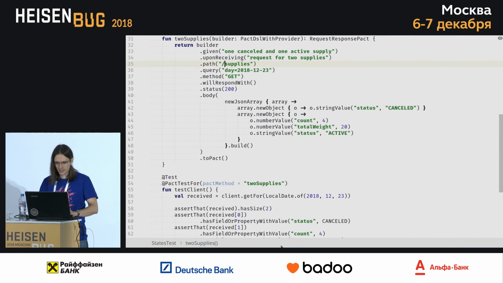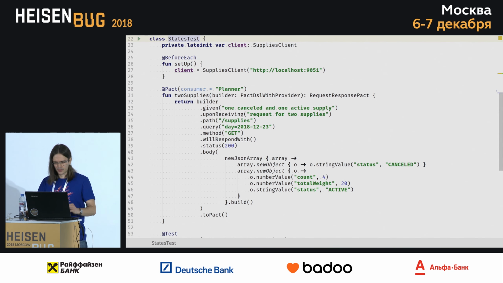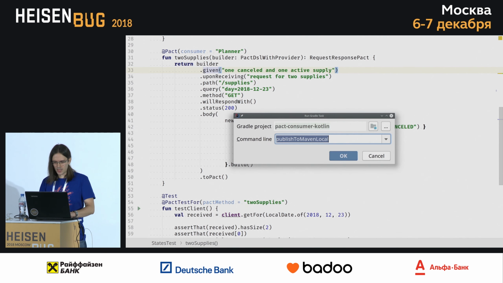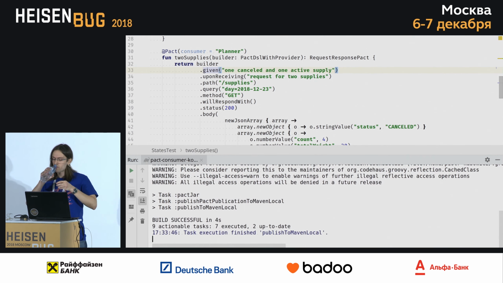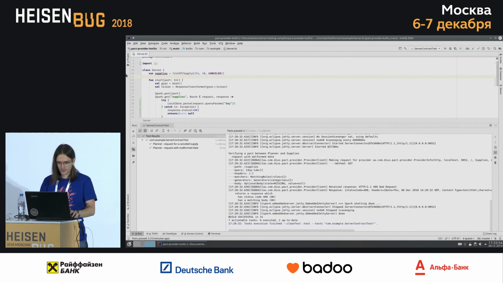So I have a test using state. This is a third test case, different from the ones you have seen before. Now I need two supplies to be returned, one cancelled, one active. And this is my state. This is a line given, and this string will be passed to the provider. Now let's publish it and execute.